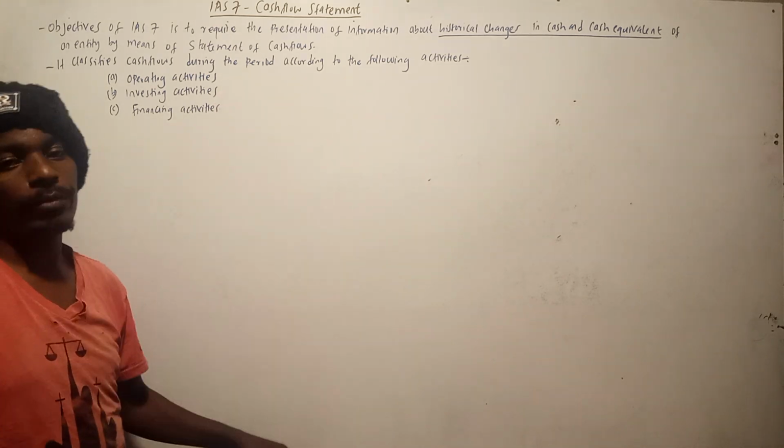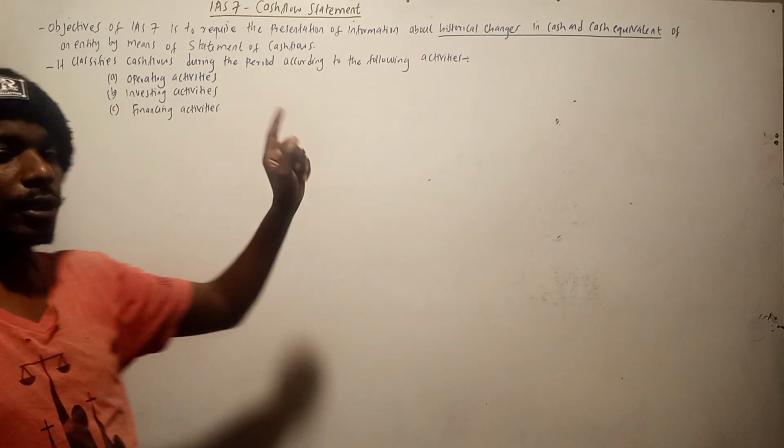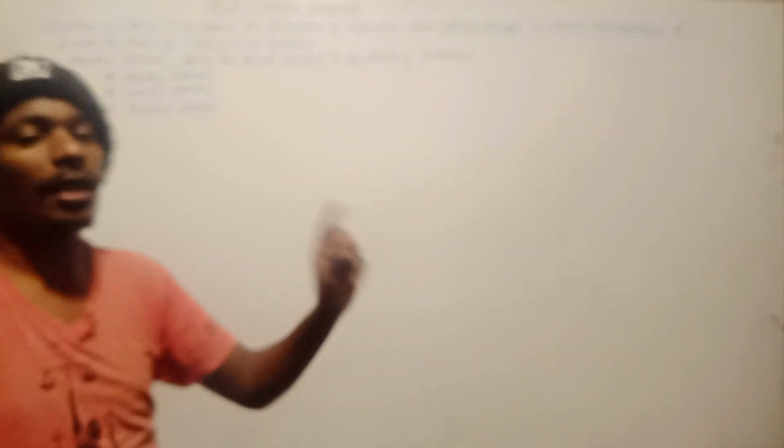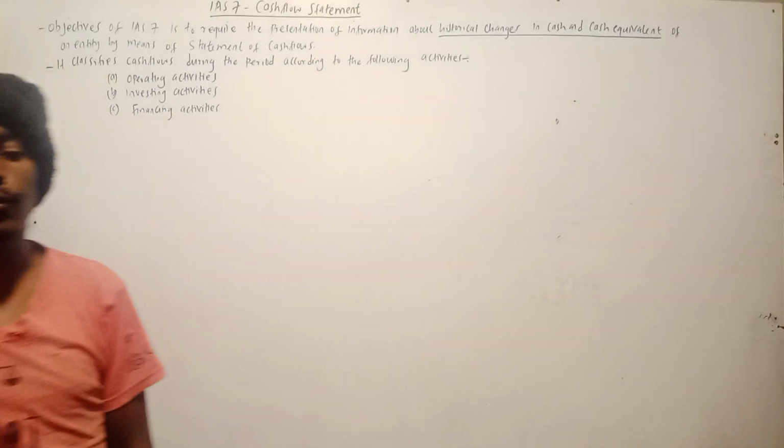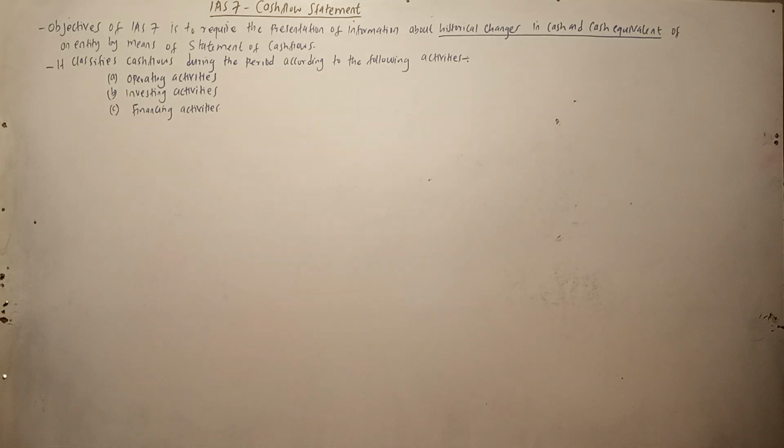So we have the three of them: the operating activities, investing activities, and financing activities. These are the activities which you shall find in the statement of cash flows.